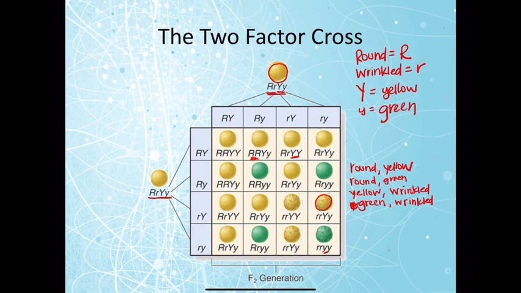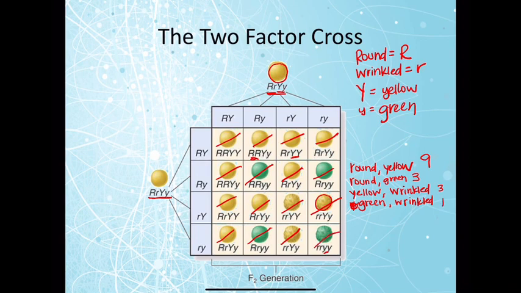So we've come up with all of the possible combinations of those. Let's see if we can count them up from this diagram. Round and yellow: I've got 1, 2, 3, 4, 5, 6, 7, 8, 9. There are 9 of those. Round and green: I've got 1, 2, 3. Yellow and wrinkled: I've got 1, 2, 3. And green and wrinkled, I've got 1.